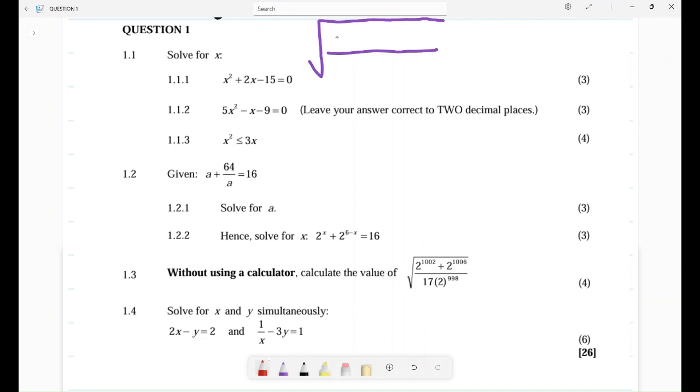So I'm going to take that as the highest common factor, 2 to the power of 1002. Then I'm having what? This is going to be 1 plus 2 to the power of 1006 minus 1002, which is going to be 4. All right. Then here, allow me to rewrite this as 2 to the power of 998 multiplied by 17. All right.